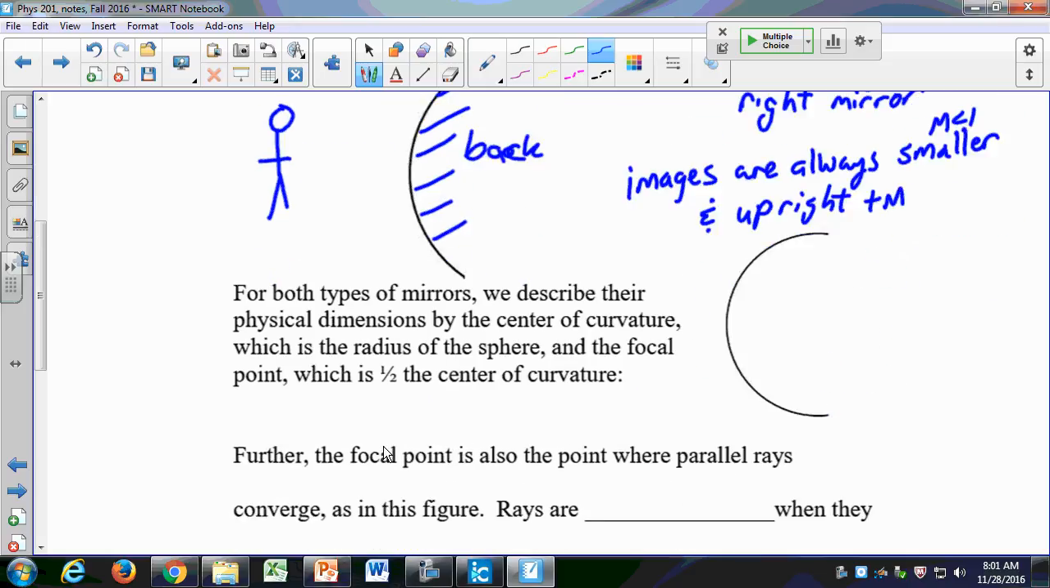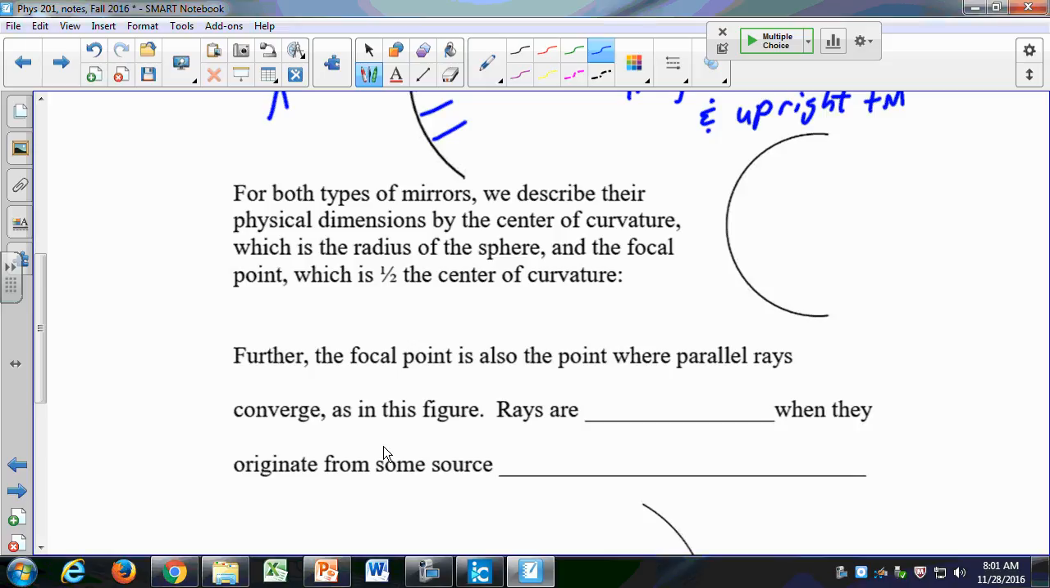Okay? For both types of mirrors, we're going to describe their dimensions by their center of curvature and then also by their focal point. The center of curvature, if I imagine a mirror like this, is the radius of the mirror. Where is the center of the sphere from which that mirror was cut? So the center of curvature is the radius of the mirror. We're usually going to call that C.